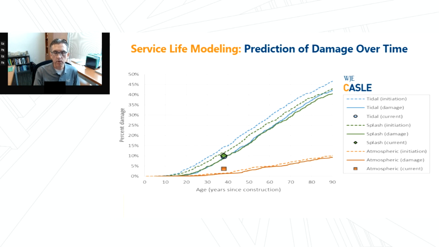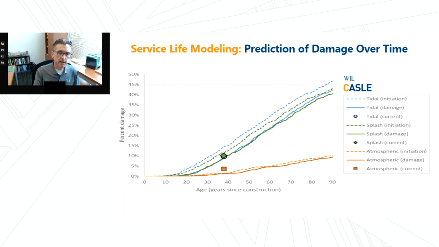The primary output from our service life model is a prediction of damage over time. And here on this slide, this is illustrated on the y-axis as the percent of elements with damage, and on the x-axis, the age of those elements since initial construction. This analysis here was performed for a structure that was 38 years old. So the lines you see there, the blue lines are for elements that are in the tidal zone, the green for the splash zone, and the orange for the atmospheric zone.